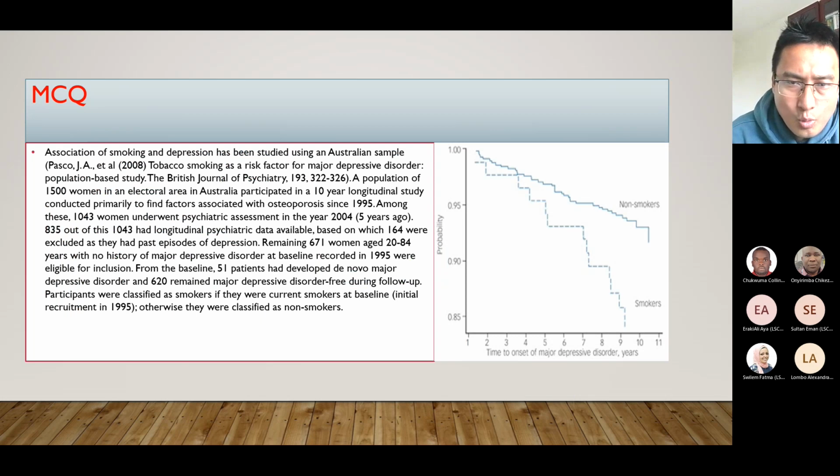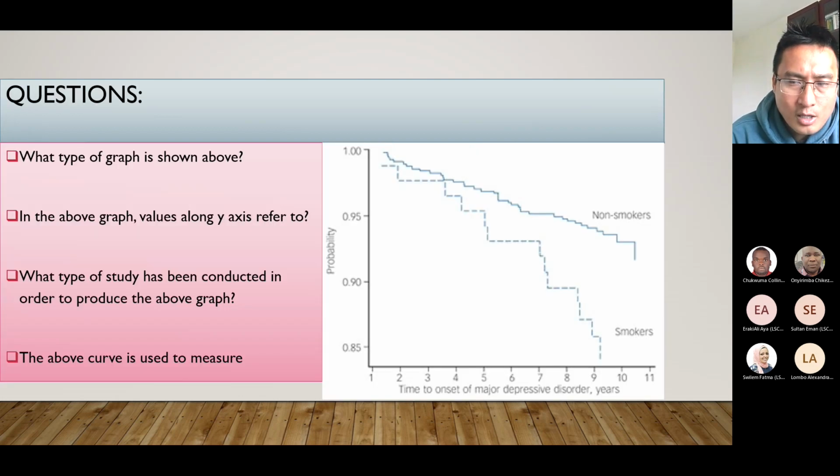This is one of the examples. The trick is, you might spend a lot of time studying all the numbers they are giving. In the exam, instead of reading all of this question, go to the question straight away and see what you need. What type of graph is this? Can you name the graph? Kaplan-Meier. The y-axis, as I said before, is the probability of survival.